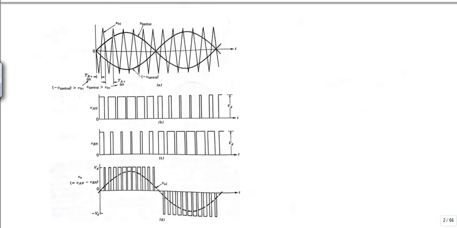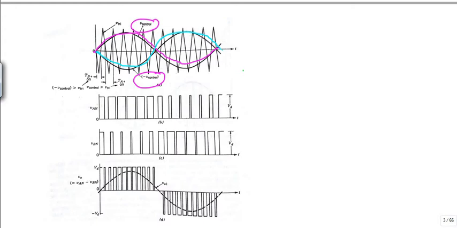Now consider a different case when we are taking two reference signals. One is V control, second is minus V control. This is 180 degree shift of this V control. This is V control, and another one is minus V control. We are taking two reference signals in this case, and this is the triangular. What is the switching scheme in this case?